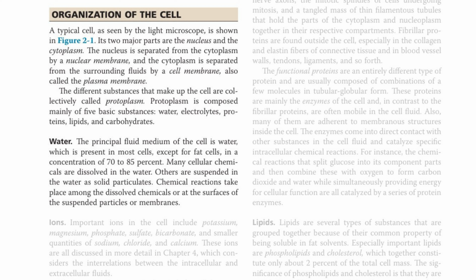Water. The principal fluid medium of the cell is water, which is present in most cells, except for fat cells, in a concentration of 70 to 85%. Many cellular chemicals are dissolved in the water. Others are suspended in the water as solid particulates. Chemical reactions take place among the dissolved chemicals or at the surfaces of the suspended particles or membranes.